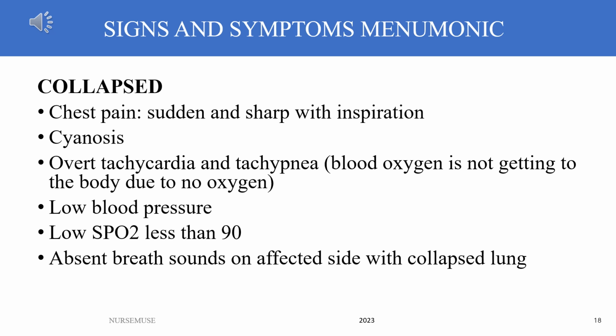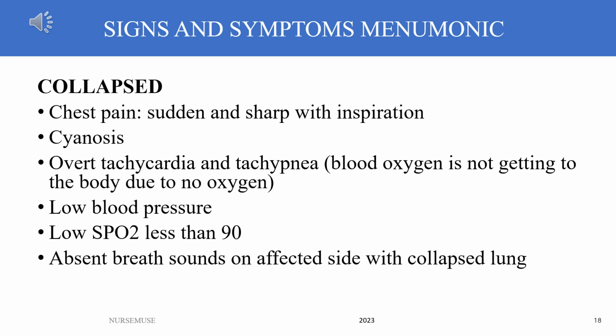So here's a good mnemonic if you're into mnemonics about the signs and symptoms of a pneumothorax. Think about COLLAPSED. So C is for chest pain. It's not pain-free to have a sudden collapse of a lung. So they're going to have chest pain that is sudden and sharp, and it's going to be with inspiration. C is also for cyanosis because remember we can't get any blood anywhere because there's nothing to pump.